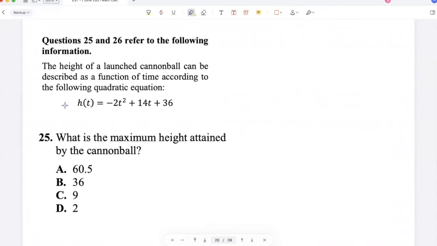Okay, the height of a launched cannonball can be described as a function of time according to the following quadratic equation. What is the maximum height attained by the cannonball? Okay, so the maximum height attained by the cannonball will be the vertex of the parabola. So let me first find the time at which it happens. The vertex will be minus b by 2a. So that's negative of b is 14 and a is negative 2. So that becomes 7 by 2, right?